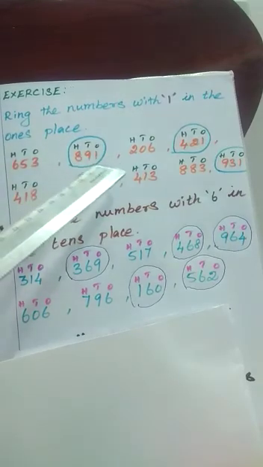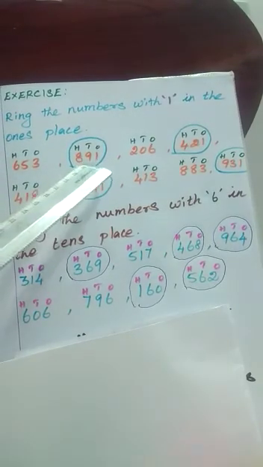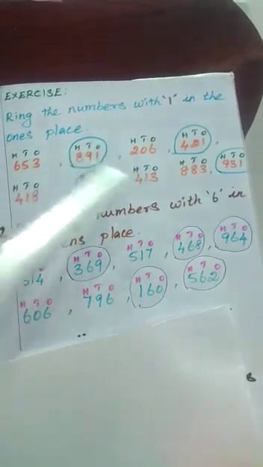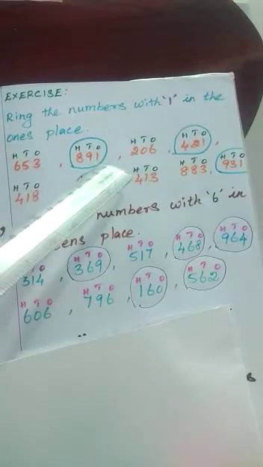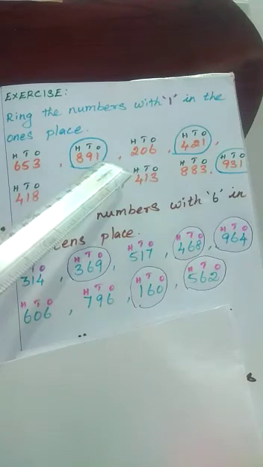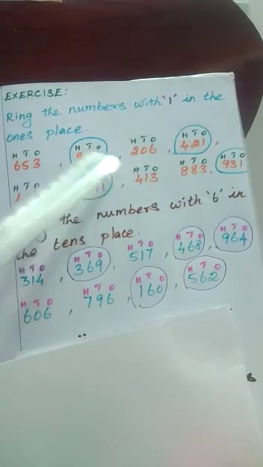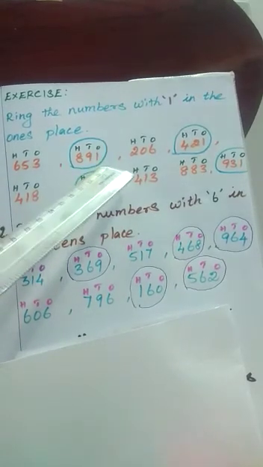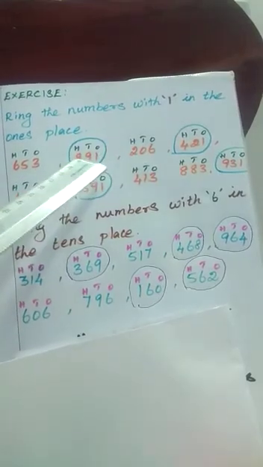Next, see the next number. What's the number? 891. So in 891, what number is in ones place? 1. So you want to circle? Yes, you want to circle this number because the number 1 is in the ones place. So you have to circle this number.